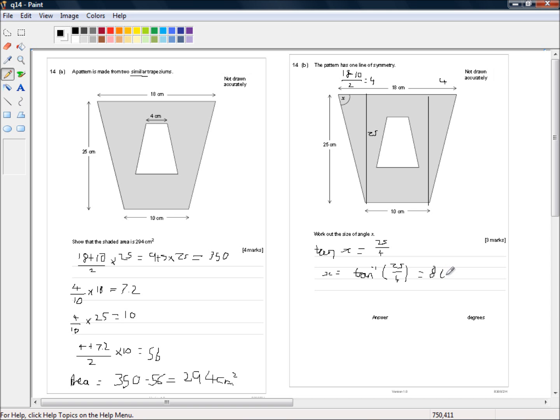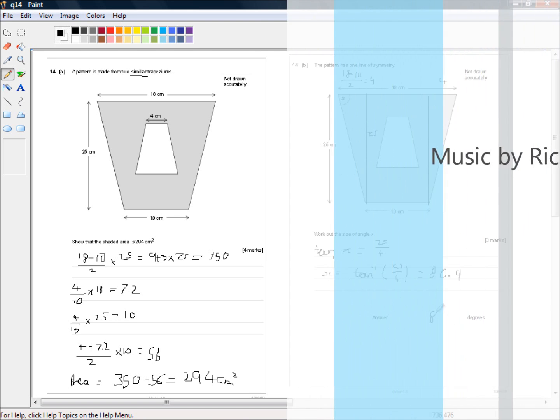Yes, always make sure your calculator is in degrees if you want the answer in degrees. Too many people lose marks because their calculator is set on either gradians or radians. We're given measurements here to 2 significant figures, so I'm going to round this to 2 significant figures and say this is 81 degrees.